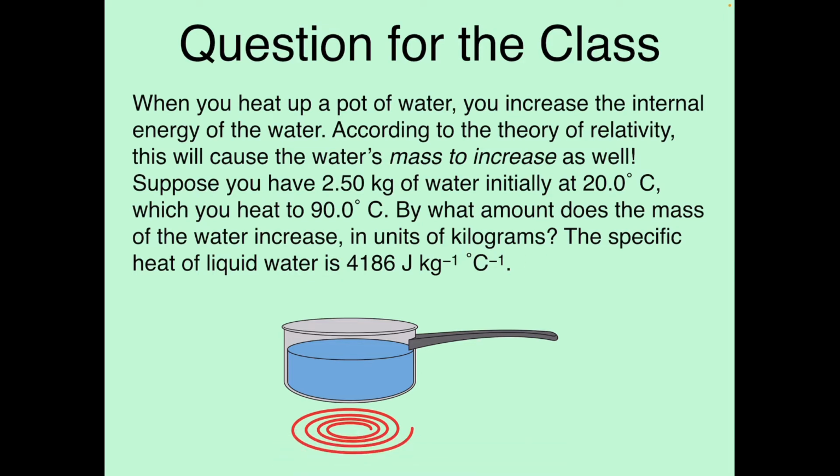One thing you're going to need to know to do this calculation is the specific heat of liquid water. That's 4,186 joules per kilogram per degree Celsius. So try to work this out, pause the video, see if you can get it, and then we'll go through it together.